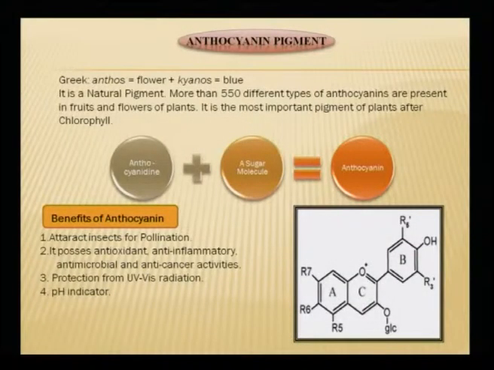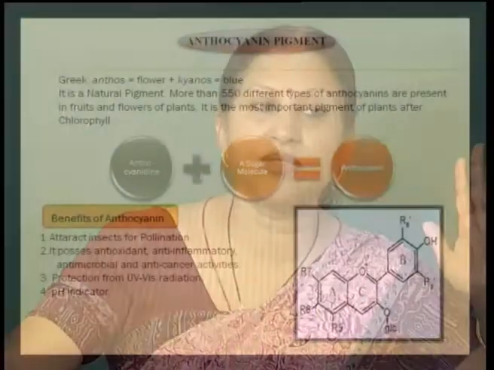As you all know, it is a natural pigment, and more than 550 different types of anthocyanins are present in fruits and flowers of plants that grow in India. It is the most important pigment of plants after chlorophyll. Chlorophyll is the green pigment which we all know, and the entire photosynthesis happens because of the chlorophyll pigment, and next to that is the anthocyanin. So, it is that widely and abundantly available.